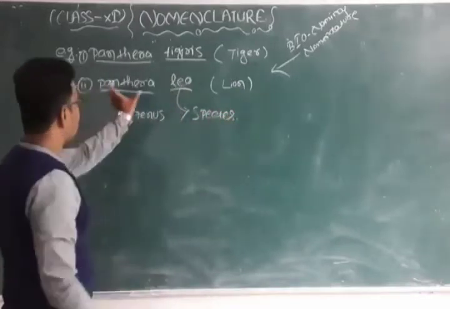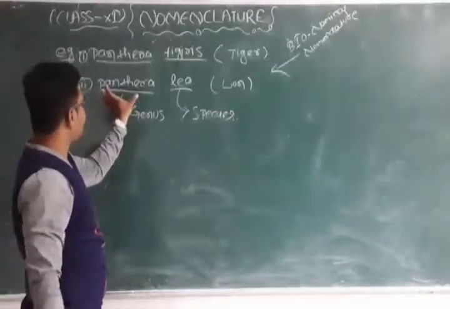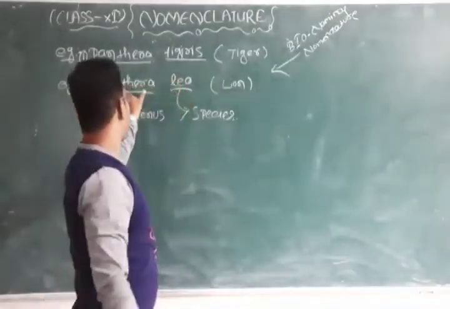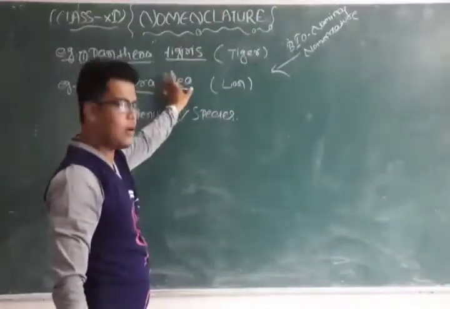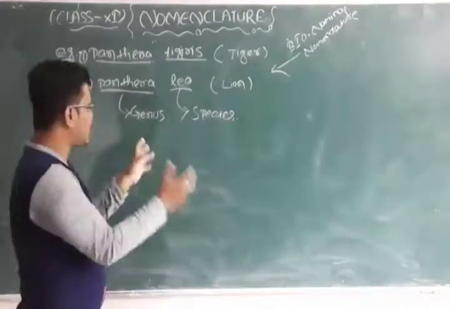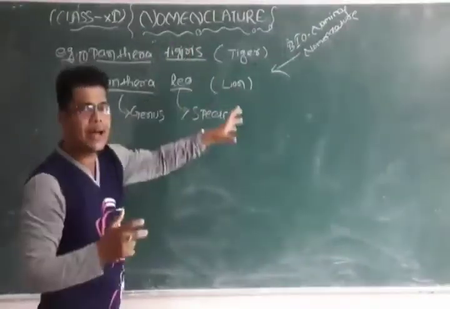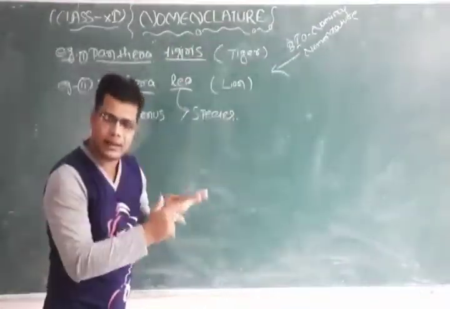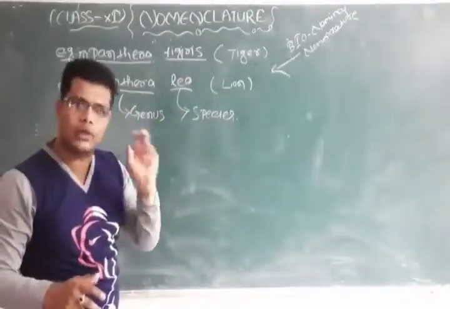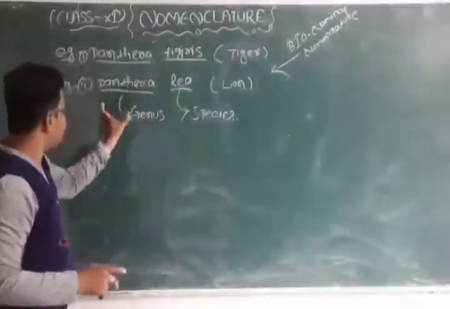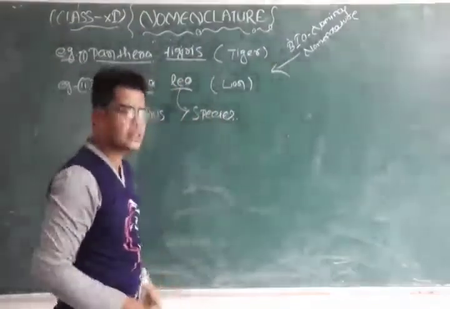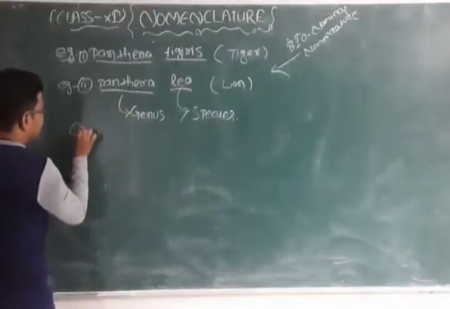It is a two-word name. Panthera is one word and leo is one word. Because the name is given in two words, it is called binomial nomenclature. Only this two-word naming system is accepted here. The first word belongs to the genus and the second belongs to the species, and it has some criteria.